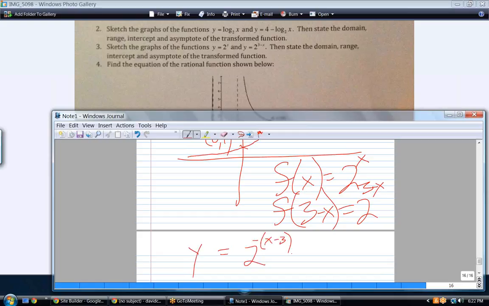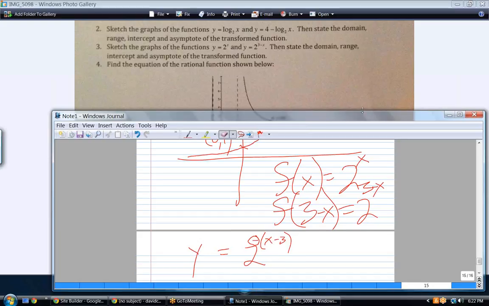Instead of calling it 2 to the 3 minus x, I'm going to call it 2 to the (minus x minus 3). That's nice. Now, this minus is a reflection about the y-axis. When the negative is inside the function, it's a reflection about the y-axis. If the negative is outside the function like that, it's a reflection about the x-axis. So this negative, first thing you do is reflect about the y-axis. Next thing you do is a horizontal translation to the right of 3 units.